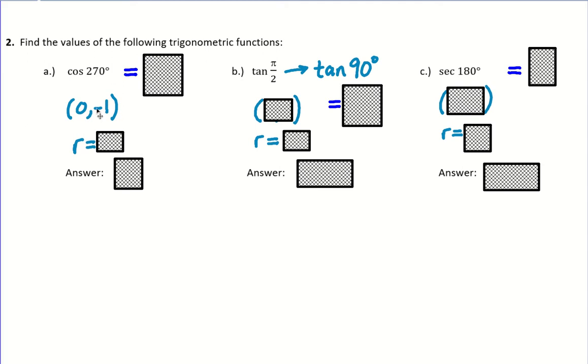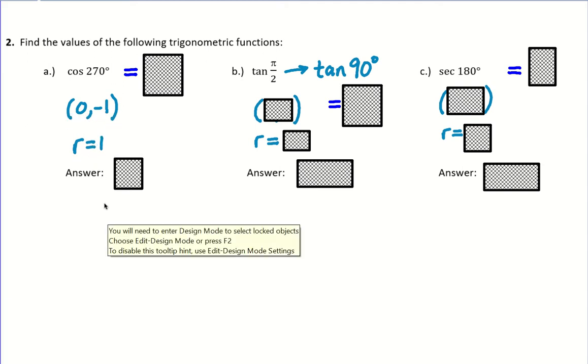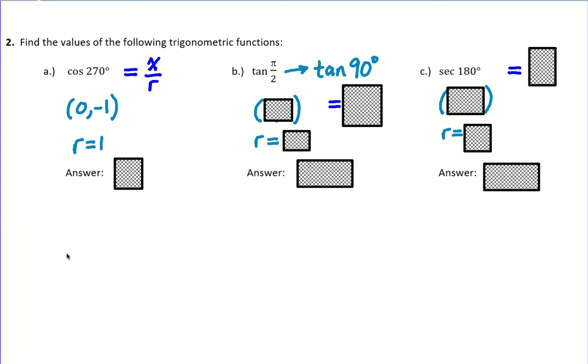And if it's on the unit circle, that would mean the radius is 1. So once we have an x value, a y value, and an r value, we can just use the definition of cosine as x over r. That would mean x, 0, over r, 1, so 0 over 1, which is 0.